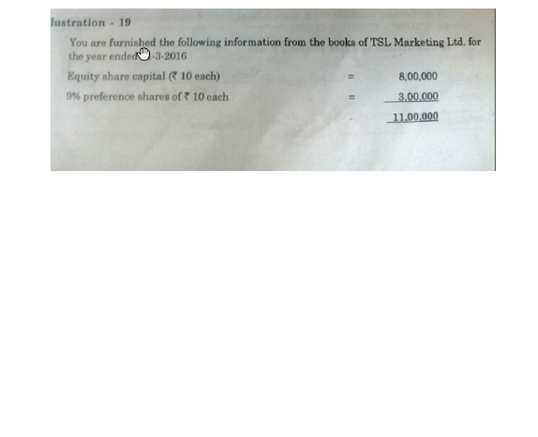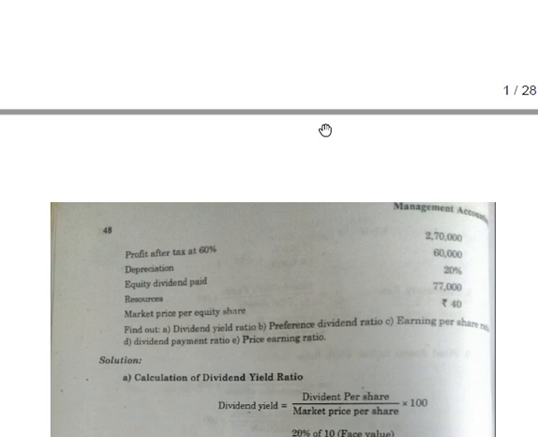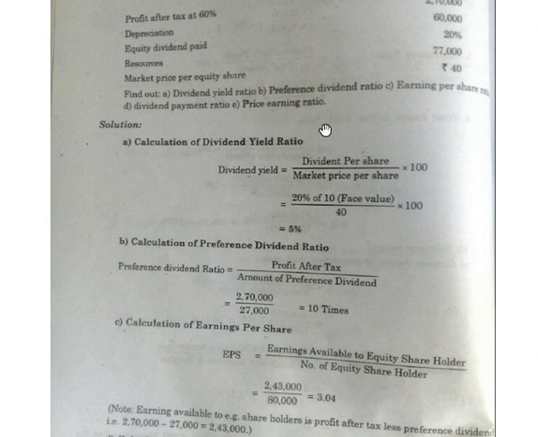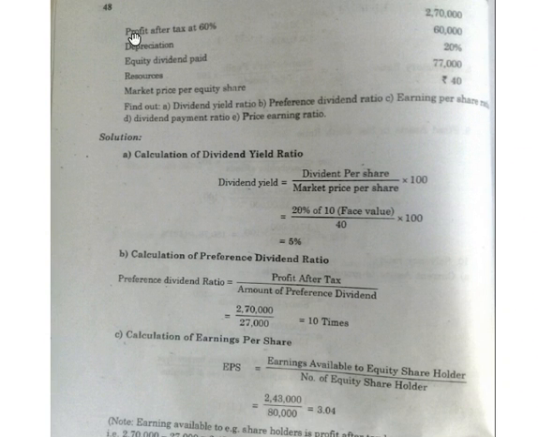Our next question: you are furnished the following information from the books of TSL Marketing Limited for the year ended 31st March 2016. Equity share capital they have given, preference share capital they have given, and they have given profit after tax at 60%, depreciation, equity dividend paid, reserves, market price per equity share, and they have told us to calculate dividend yield ratio, preference dividend ratio, earnings per share, dividend payout ratio, price earning ratio.